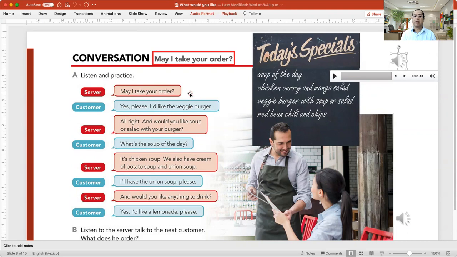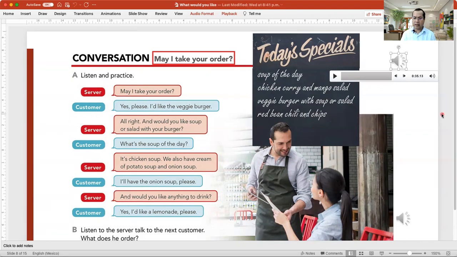Yes, please. I like the veggie burger. What's the soup of the day? I'll have the onion soup, please. Yes, I'd like a lemonade, please.